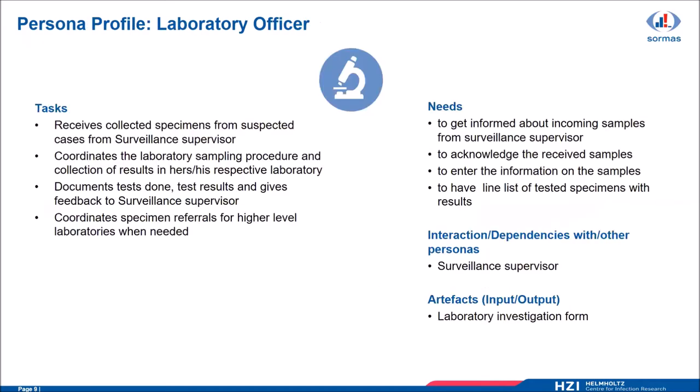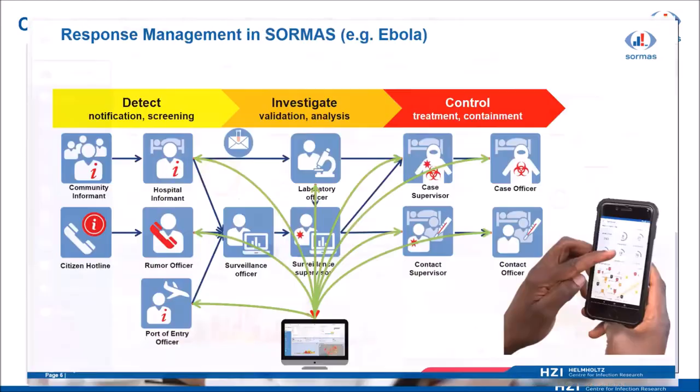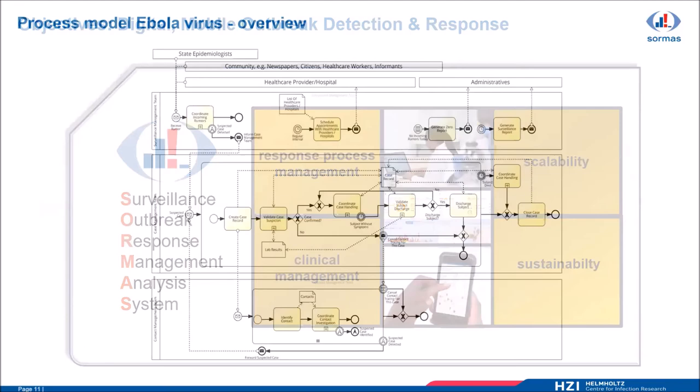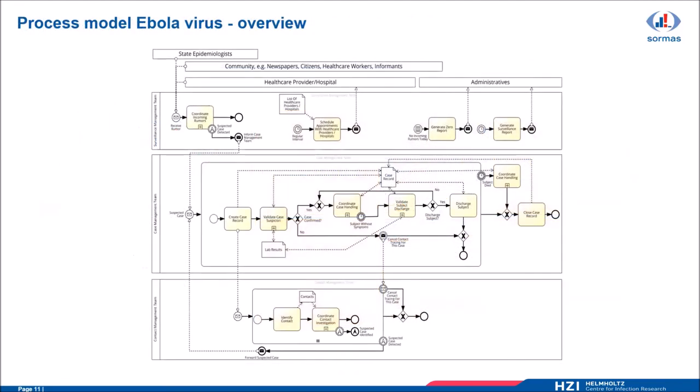We went through a process model where we were able to identify the tasks, the needs, and the interactions between officers using a design thinking methodology. So what it means is that we asked each officer, what exactly are your tasks? What do you want to see? What do you do? And then we used that to define a process model algorithm that was programmed into SORMAS.